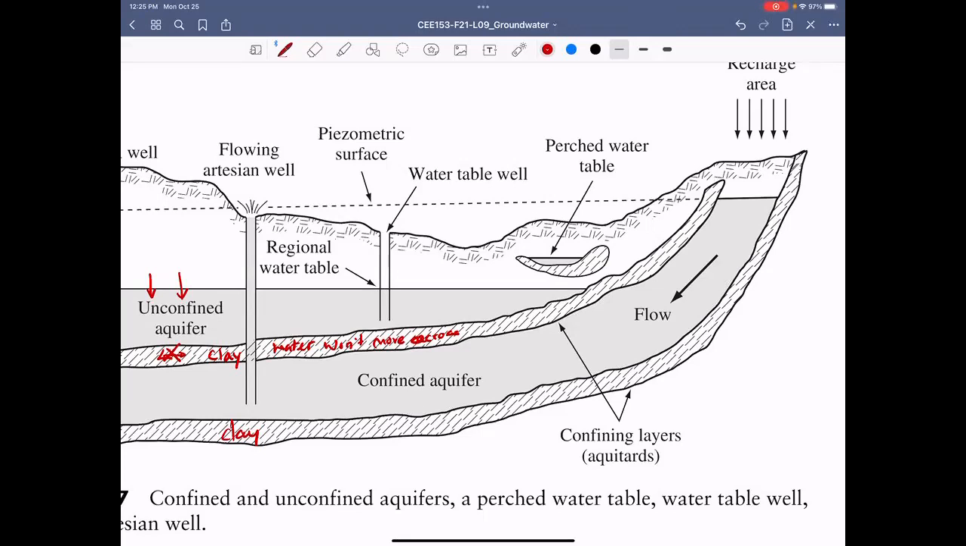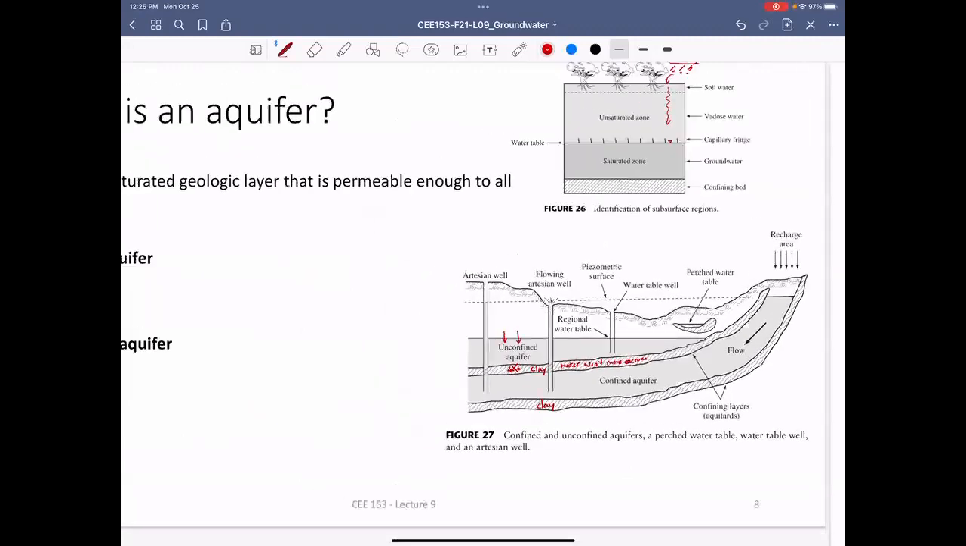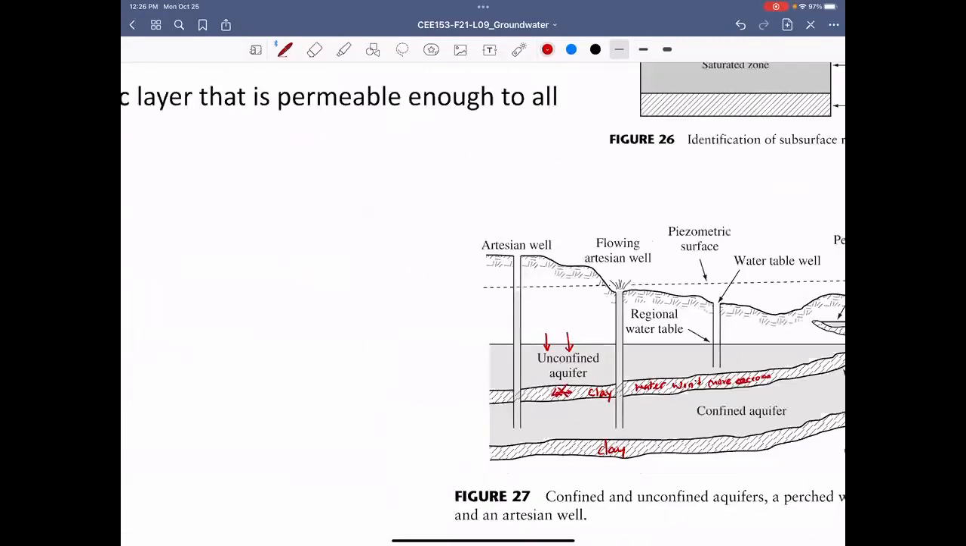All right, so that's the key difference. The thing you have to remember is that an unconfined aquifer can change based on the local climate, whereas a confined aquifer can't, because the opening is way far from where you are located. And so these are different wells.